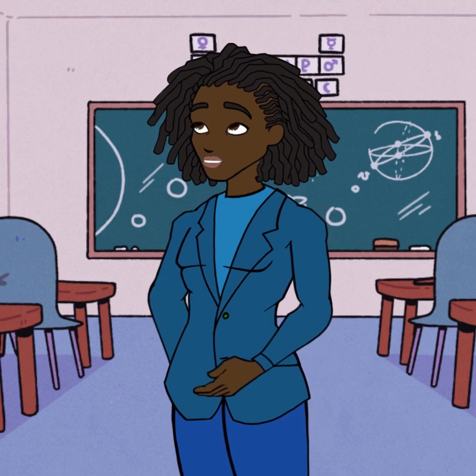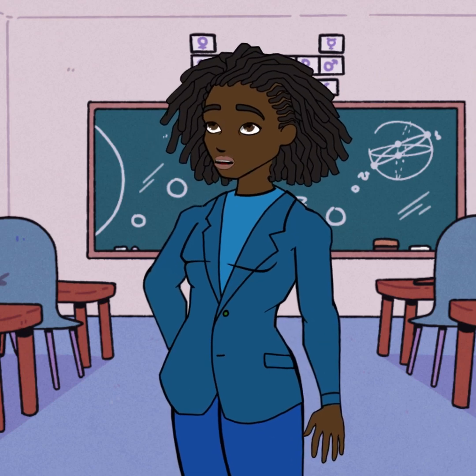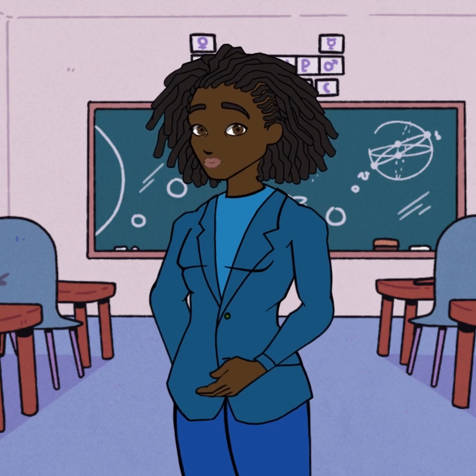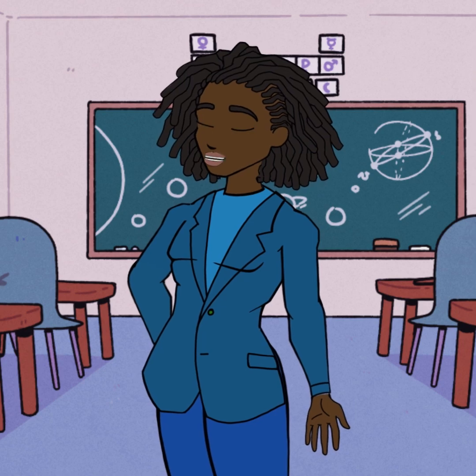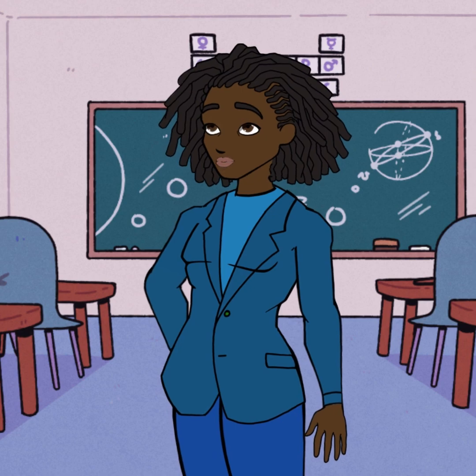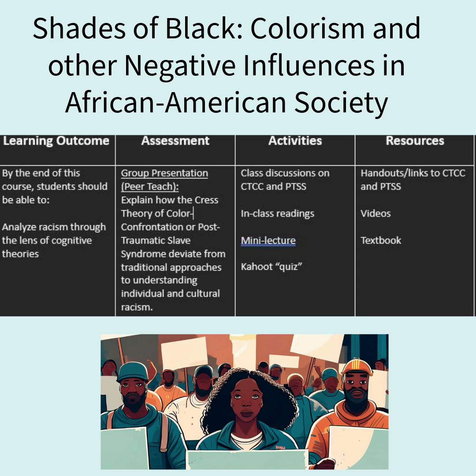Now that we've discussed what backwards design is and how it differs from traditional design methods, let's take a look at how to use it to map outcomes. We'll use an example from a previous course of mine that deals with negative impacts in African American society. One of the goals I had for students to be able to do by the end of the course was to be able to analyze racism through the lens of cognitive theories that they were exposed to in class.